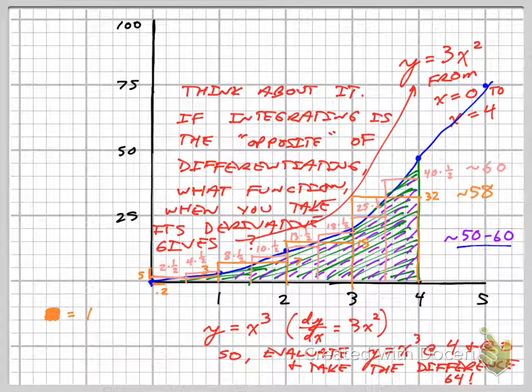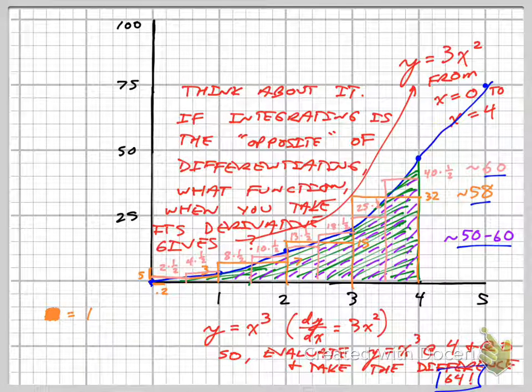And like I said, you can see that that was kind of approaching that limit. It went from 50 to 60-ish, 58, 60. Again, if we made the rectangles even smaller, guess what they're going to eventually converge on? That is 64. And so again, this is kind of a picture of what's happening with an integral, just like we did with the derivative.